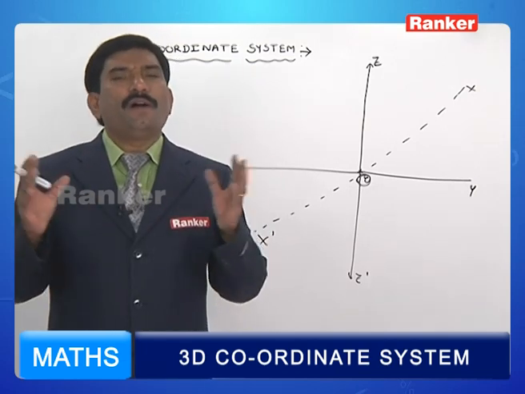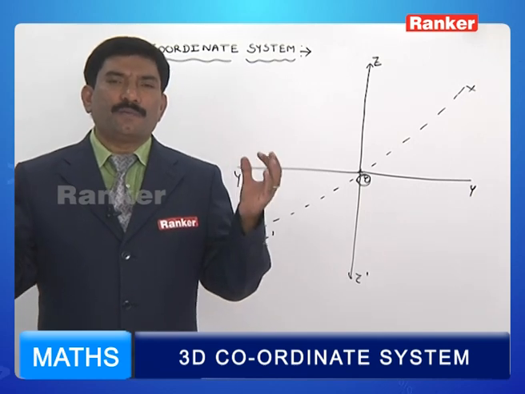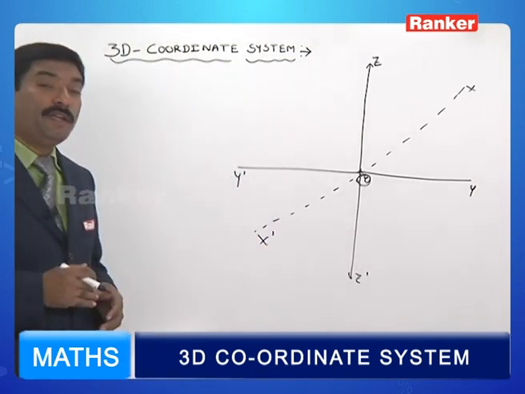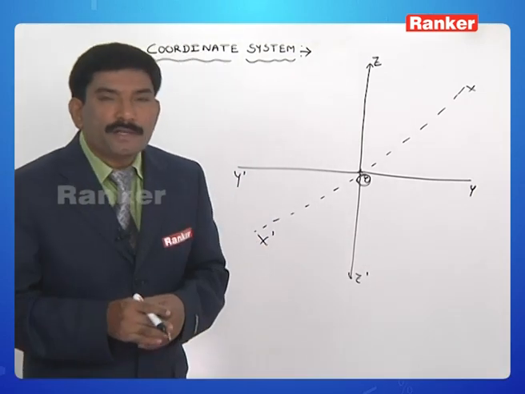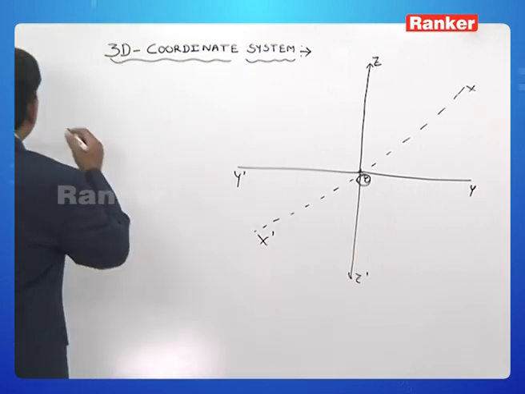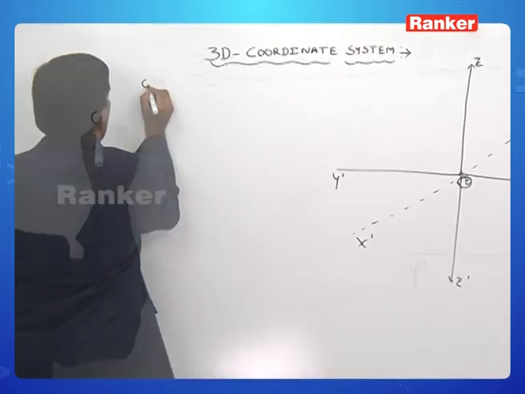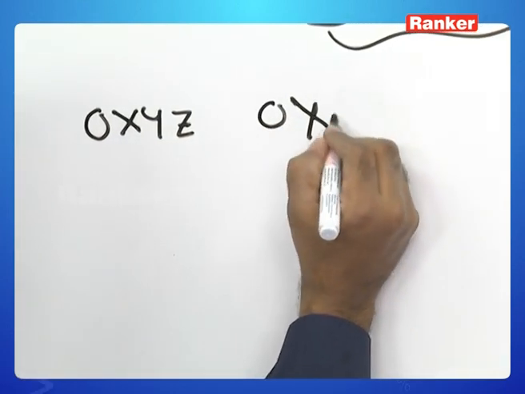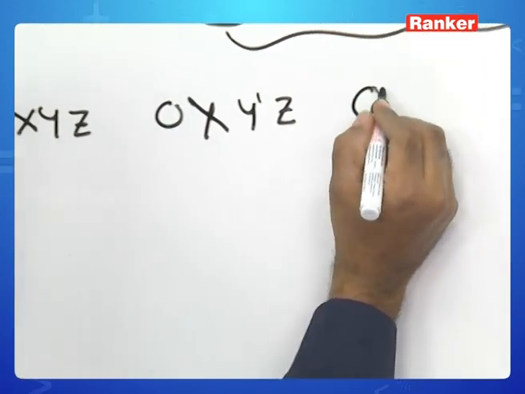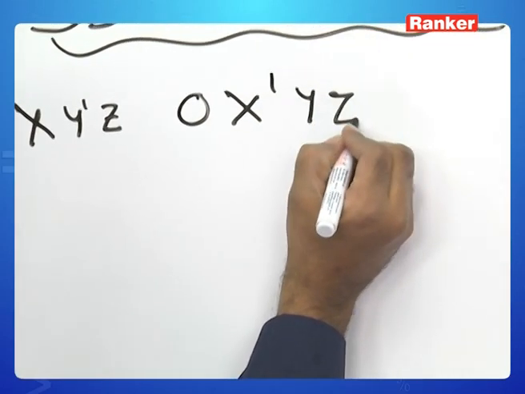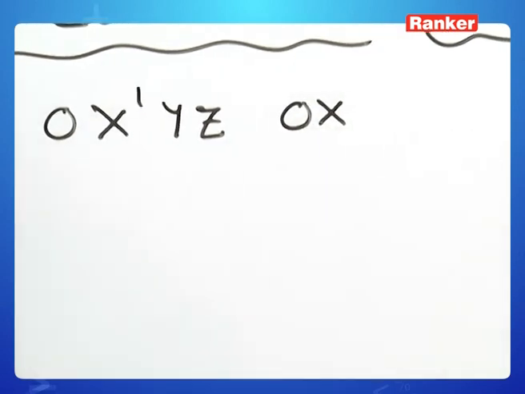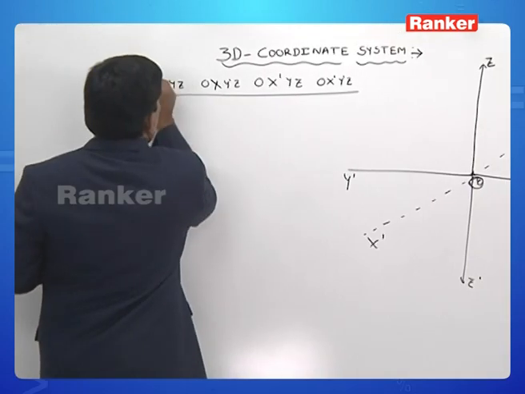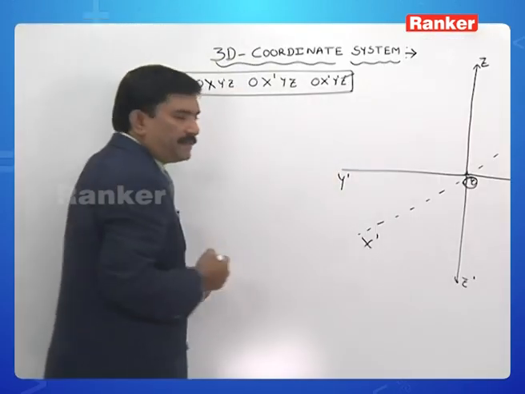which divide the space OXYZ into 8 compartments. What are these 8 compartments? They are nothing but octants. I can call them OXYZ, OXY dash Z, OX dash YZ, OX dash Y dash Z. This is with respect to the positive Z axis.